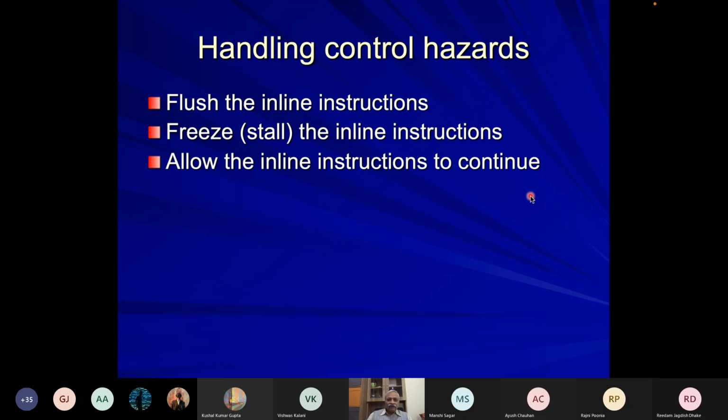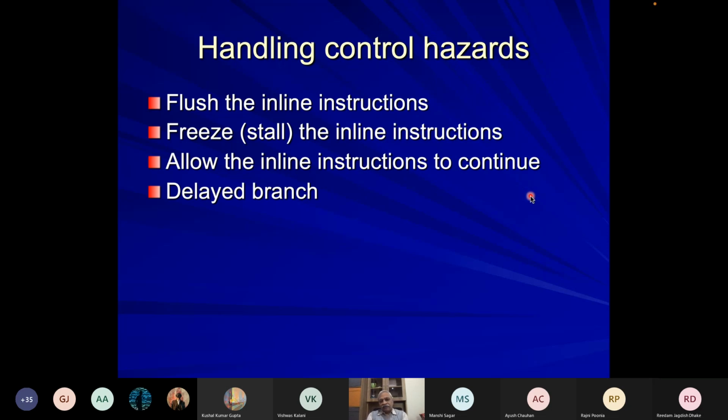Third is you let it go on. If you come to know later on that branch has to be taken, then you abandon this instruction. But till then, you let it go on and make some progress. So the idea is that if you don't have to branch, at least you have done some useful work.